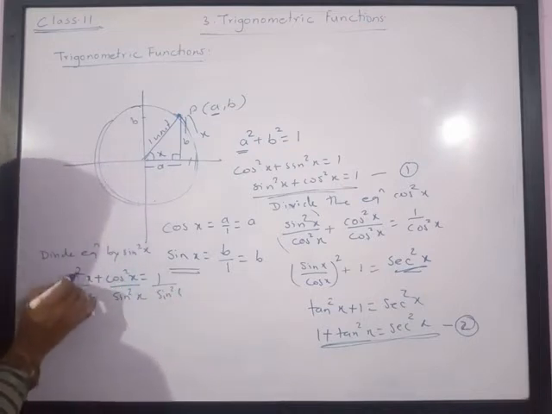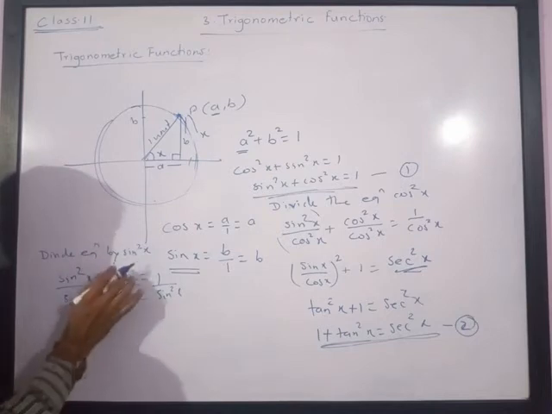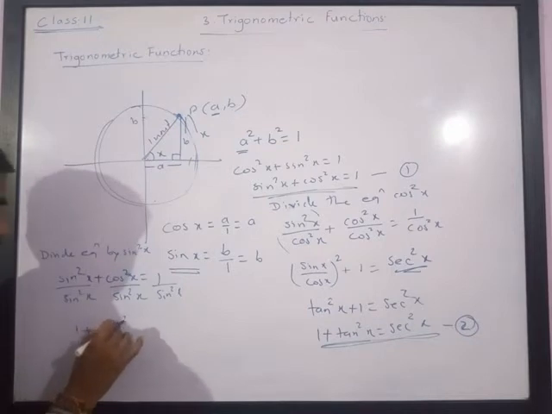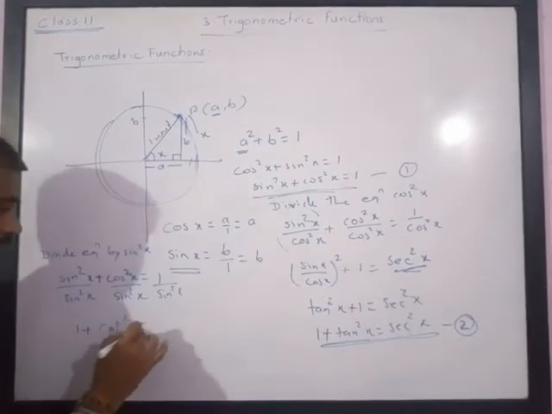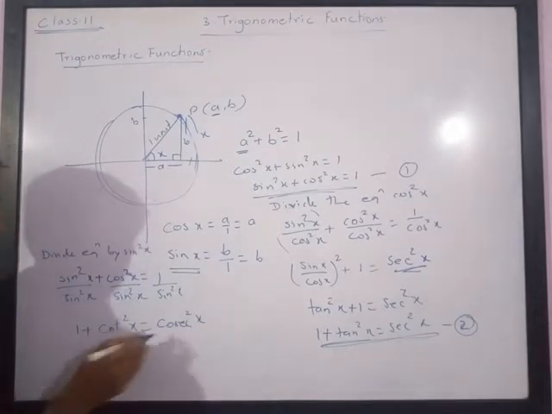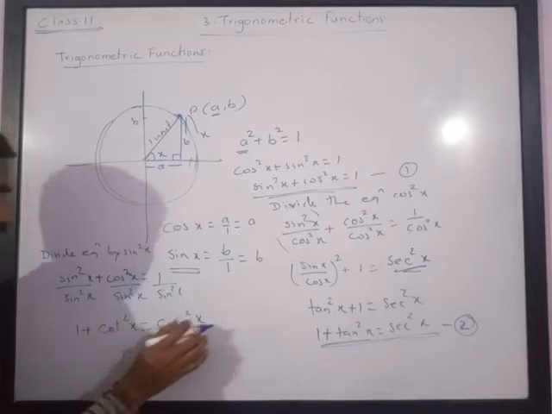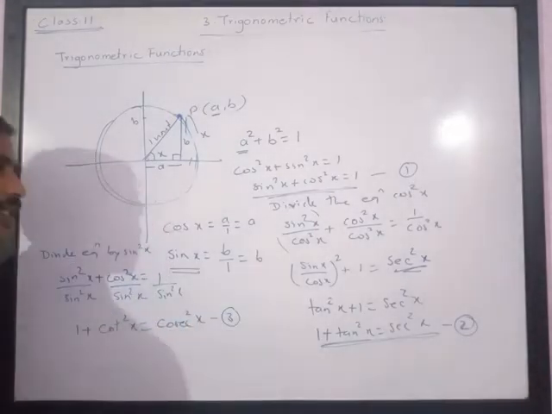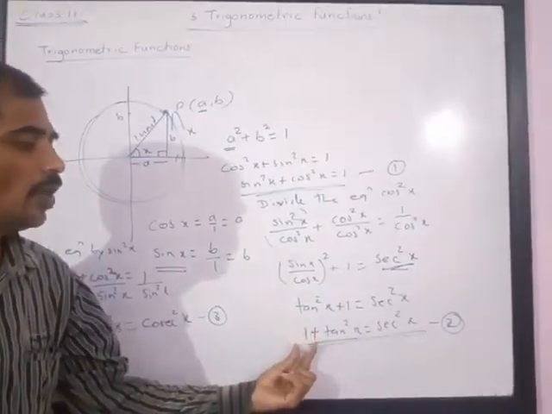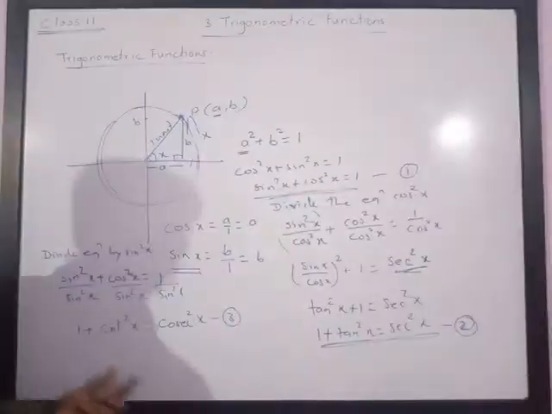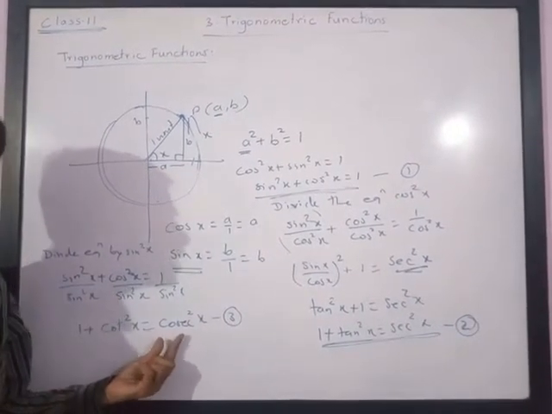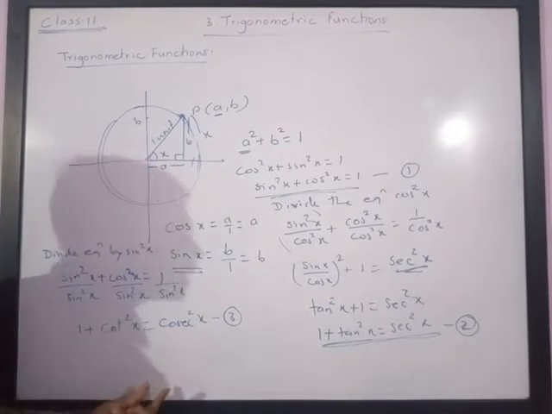Sin square upon sin square will cancel each other, you will get 1. Now cos upon sin is cot. Both terms are squares, so I can write this as cot square x, and 1 upon sin square x is nothing but cosec square x. So we get the third identity, 1 plus cot square x is equal to cosec square x. So we are going to solve some problems on sin square x plus cos square x is equal to 1, then 1 plus tan square x is equal to sec square x, and the third identity is 1 plus cot square x is equal to cosec square x. This is what we have already studied earlier. Again we are revising.